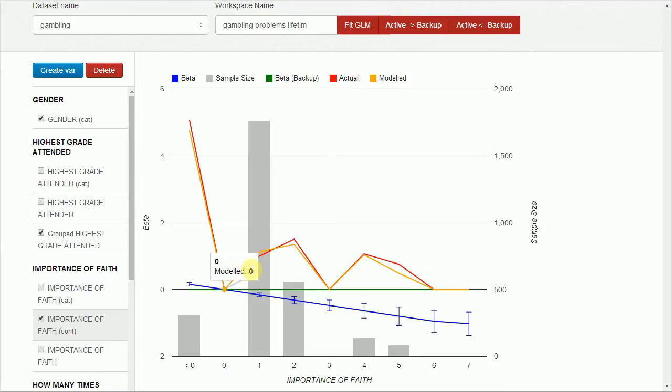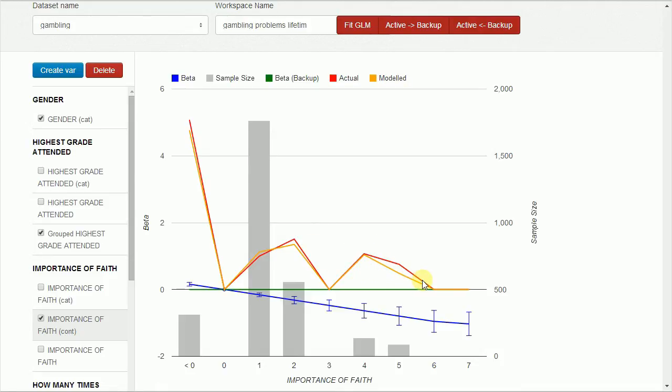I just want to point out that there were some missing or blank values in importance of faith. Preddle codes missing values as -1. These all fell into the less than 0 bucket here, since a Likert scale doesn't normally allow negative values. In this case, it fit the straight line to the -1 values as well. In this case, it doesn't seem to have been a problem because the rest of the values fit quite well still.